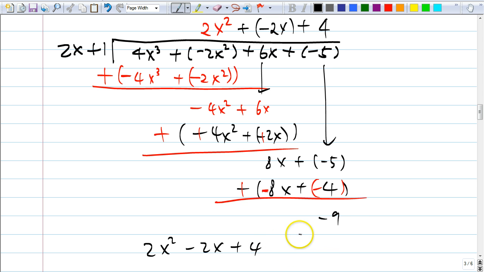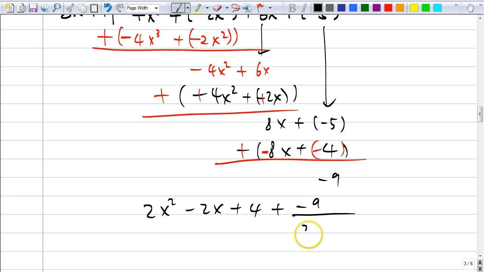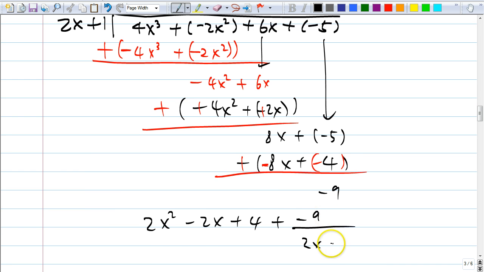Plus or minus. So always between each of the terms is always addition, right? Plus what? Between each of these terms is always addition. Plus what? At the end, negative 9 all over 2x plus 1. Does that make sense, guys? So in between each of these terms, always remember it's always addition. Okay? Does that make sense?